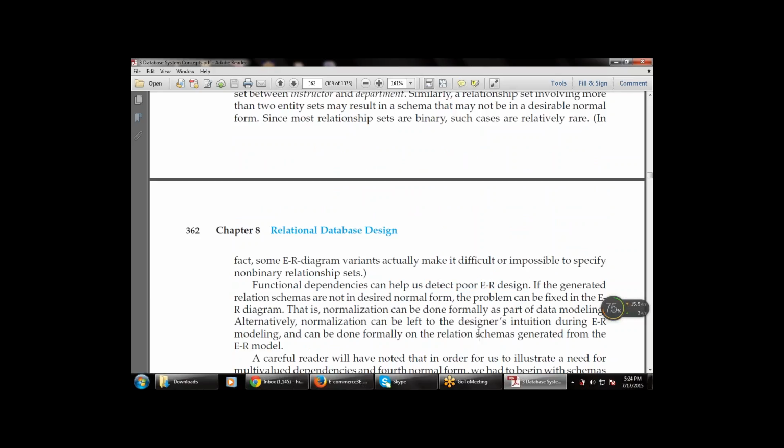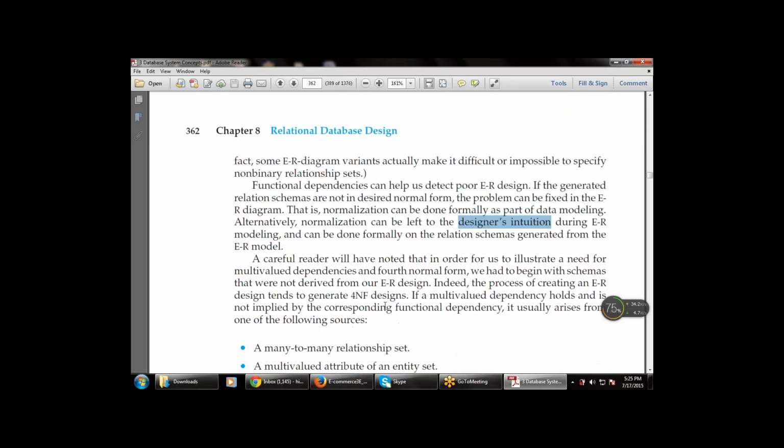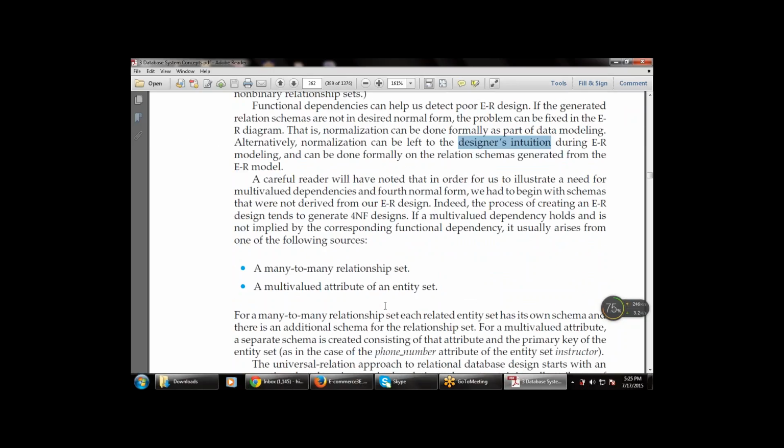Functional dependency can also help to detect poor ER design. Whenever we use functional dependencies, knowing what type of functional dependencies is available in the database is a very good method, and one of the important aspects to detect poor ER diagrams or poor ER design. So if the generated relation schemas are not in the desired normal form, the problem can be fixed in the ER diagram. That is, normalization can be done formally as a part of the data modeling. Alternatively, normalization can be left to the designer's intuition during the ER modeling.